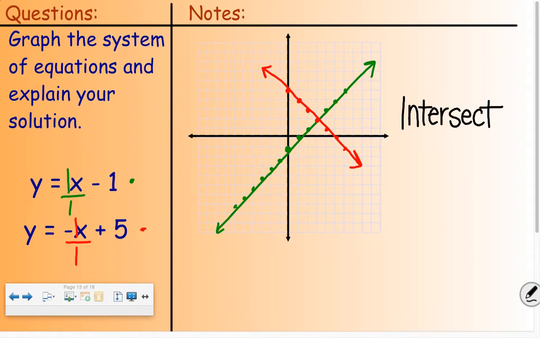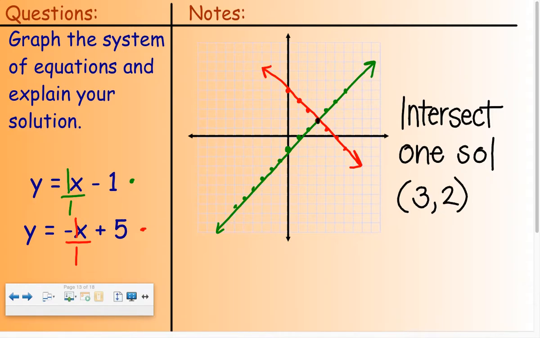And since they intersect, that means they have to have one solution. And they intersect right here, which is the ordered pair 3, 2. If they intersect with one solution, you have to name the ordered pair. So that right there is how I got the 3, 2. You've got to include where they intersect. That is the one solution. So you need to name the solution.